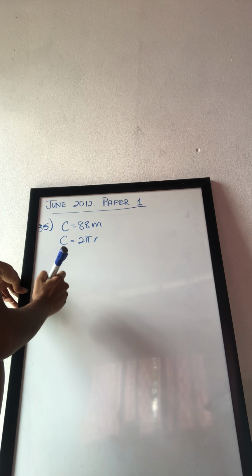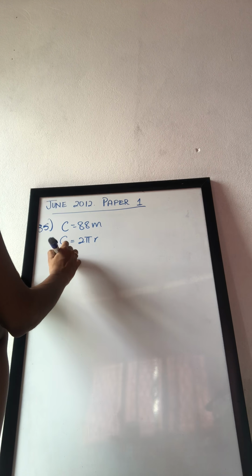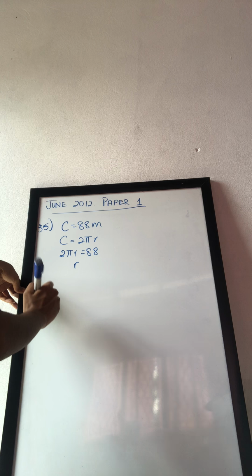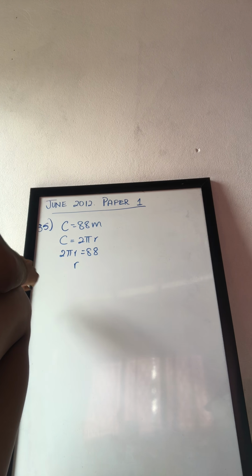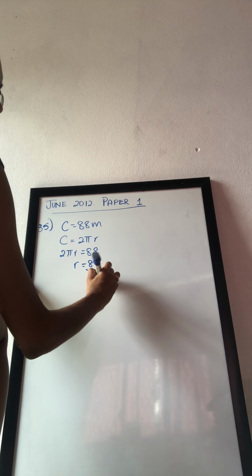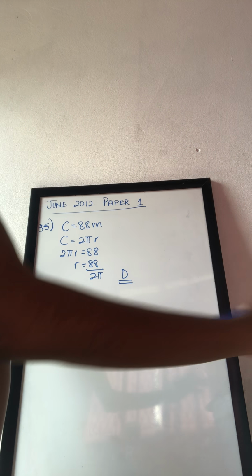So if the circumference is 88 and the circumference is 2 pi r, then we know that 2 pi r is equal to 88. We make r the subject of the formula. So because 2 by pi is multiplying here, when it goes across, it will divide. So we get 88 divided by 2 pi, which is D.